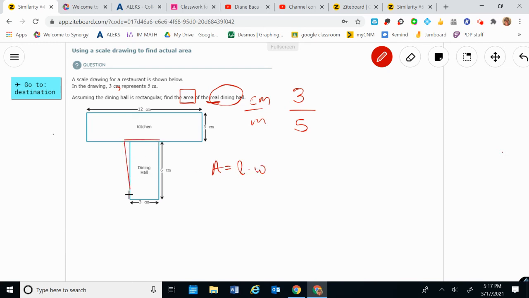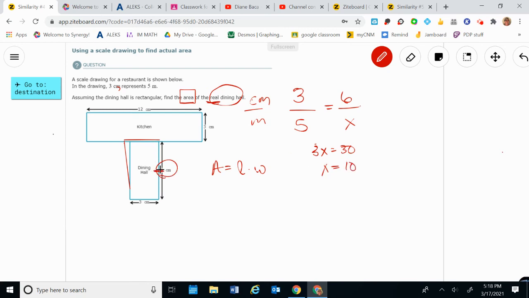And we've got a 3 by 6, right? So if we know 3 centimeters represents 5 meters, there's a couple ways to do this. You could just set up a proportion: 3 over 5 equals 6 over x, and we could find the length. Cross multiply, and you'll get 3x equals 30, or x is equal to 10.